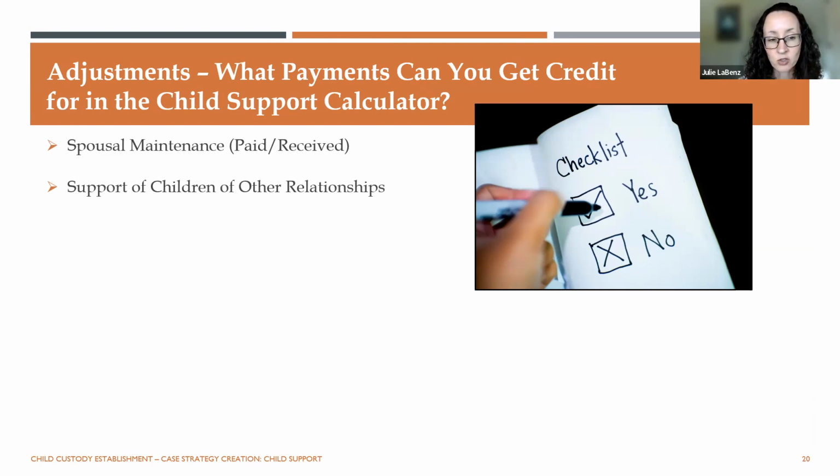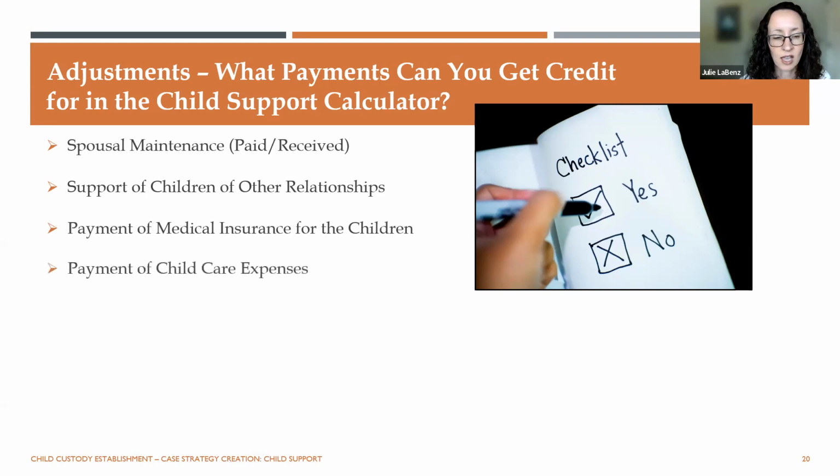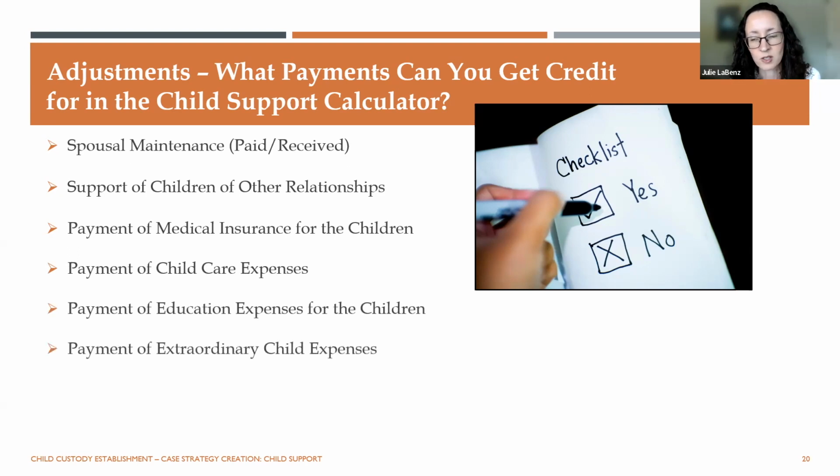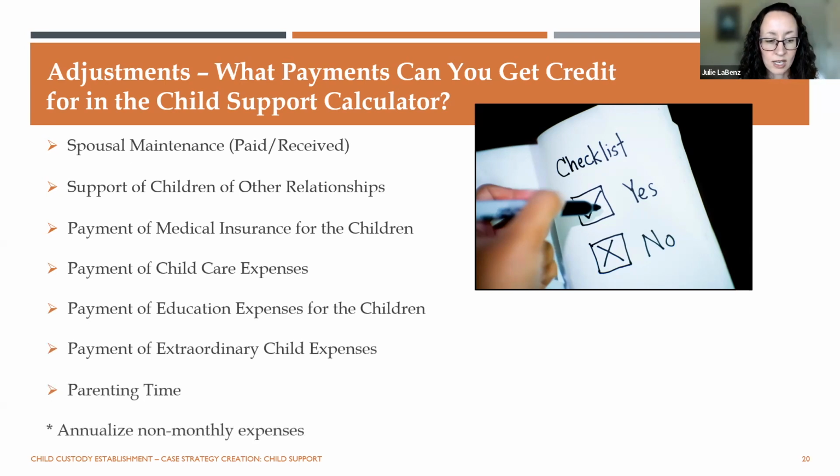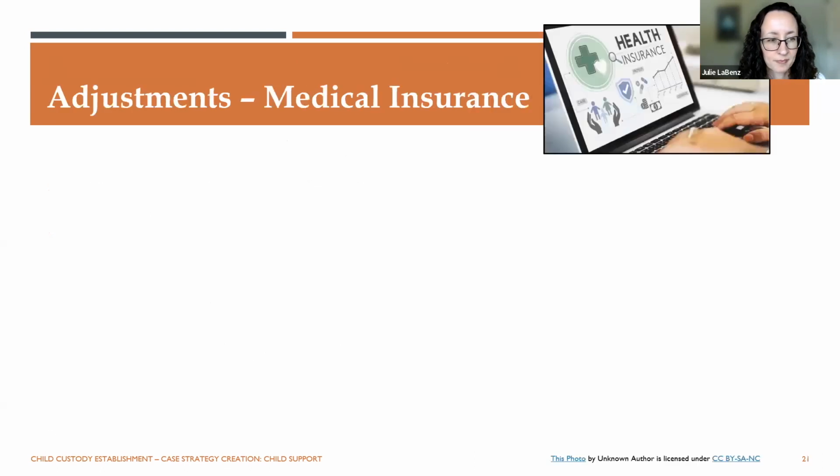Support of children of other relationships, you can get credit for that. Paying medical insurance for the children at issue in the case, you can get credit for that. Paying childcare expenses for the kids at issue in the case, education expenses, extraordinary expenses, again, all for children at issue in the case. And then there can also be a parenting time credit.